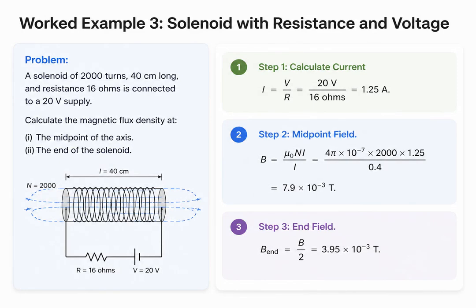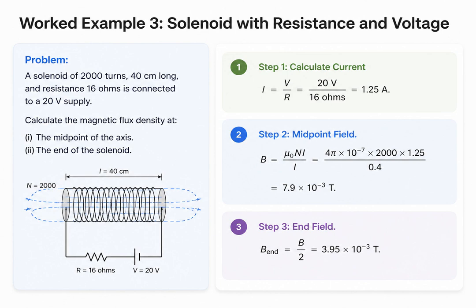Sometimes a problem won't give you the current directly, but will instead provide the electrical properties of the solenoid. Here we have a solenoid with 2,000 turns, a length of 40 centimeters, and a resistance of 16 ohms, connected to a 20-volt power supply. Our first step is to use Ohm's law to find the current. 20 volts divided by 16 ohms gives us 1.25 amperes. Now we can proceed with our magnetic field calculations.